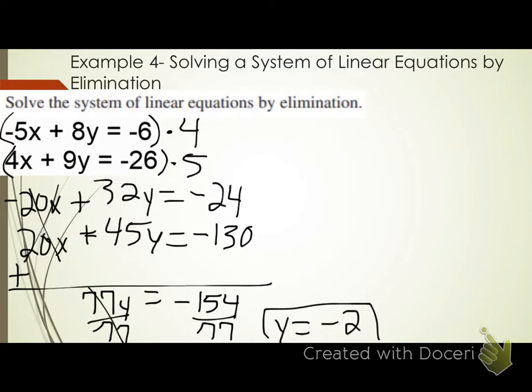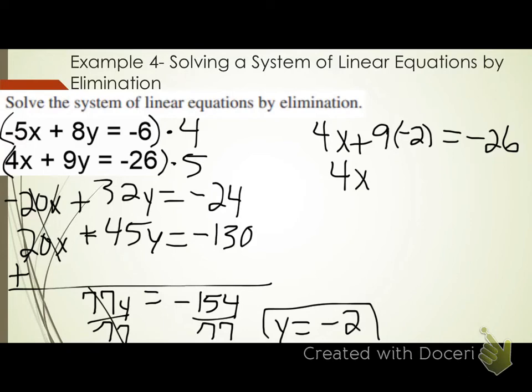Do you want to plug into the first, second, third, or fourth equation? Please don't pick 3 or 4. We can use those if we want, but those are really big numbers. 2. 4x plus 9 times y. What's y? Negative 2 equals negative 26. 9 times negative 2 is negative 18. Negative 18 equals negative 26. What's my next step to get x by itself?